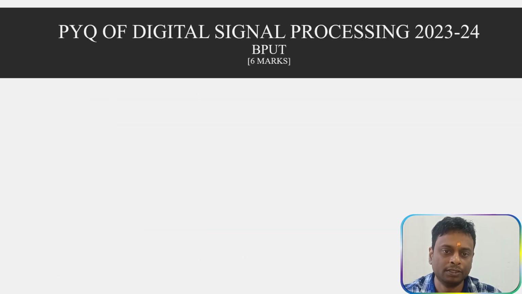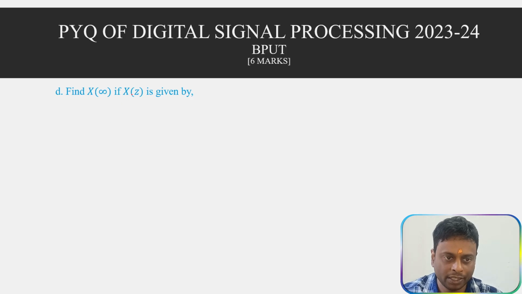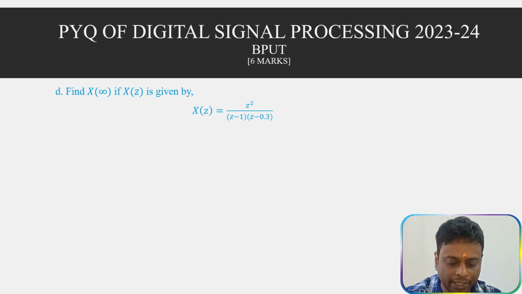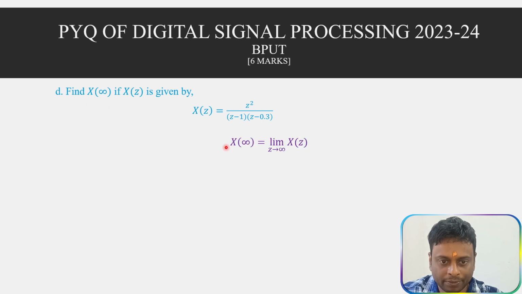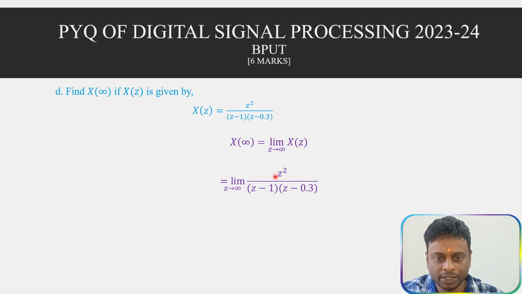The last one is to find x infinity. X of z is given, and you have to find out what x infinity is. This is actually the final value theorem. So x of infinity equals the limit as z tends to infinity of x of z. In this case, the limit as z tends to infinity of z square divided by z minus 1 into z minus 0.3.